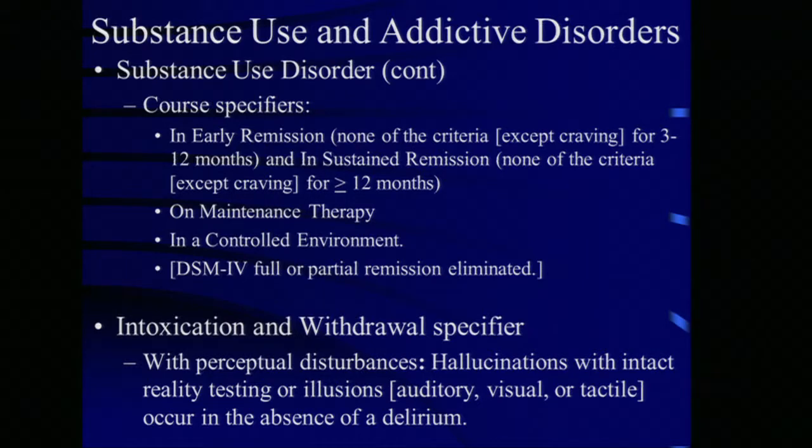We still have early remission at 3 months and sustained remission at 12 months. You don't have any of the diagnostic criteria except for craving. They recognize that craving can last a long time, even after you're really in remission. We don't have partial remission anymore. What do we do? We just change the severity specifier. If a person doesn't have as many symptoms, instead of saying partial remission, we would move it from, say, moderate or severe to mild.